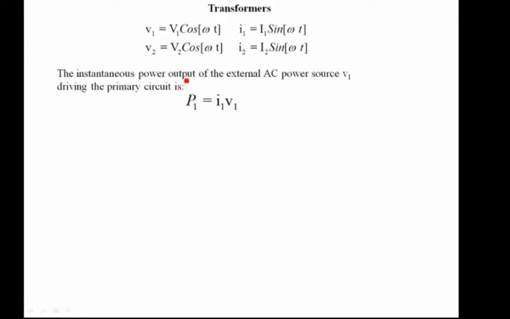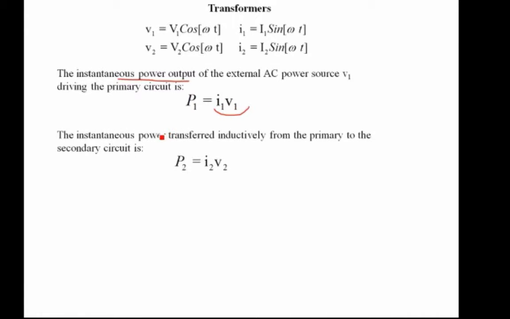Now let's look at the power. The power on an instantaneous basis, so this would be if we put the factors, the cosines and sines and so on, into the equation for the instantaneous power that's being supplied to the primary circuit. That's just equal to I times V, and remember this is a sine function, this is a cosine function.